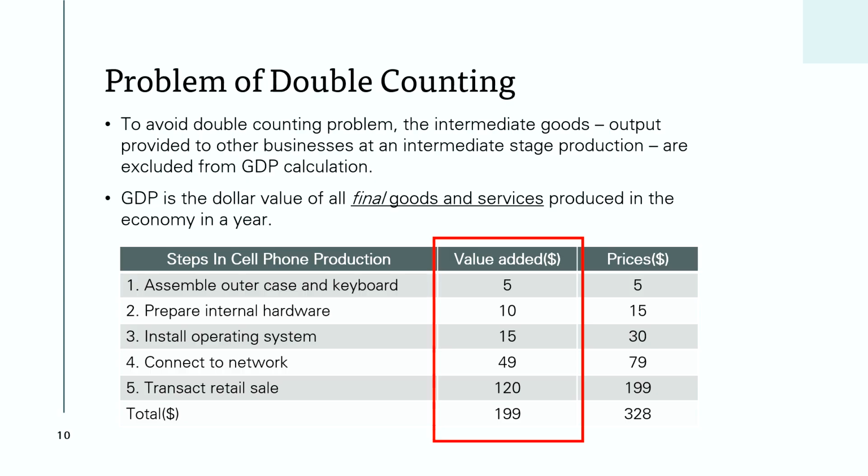If we add up the value added at each stage, we get $199. This is the true contribution to GDP. Notice that the prices column shows the larger values at each stage. And if we added all of those, we would get $328, which overestimates the production because the same value gets counted several times.